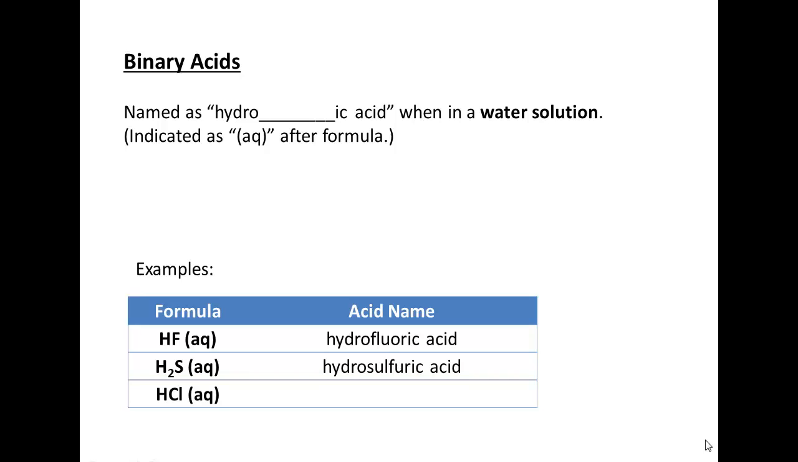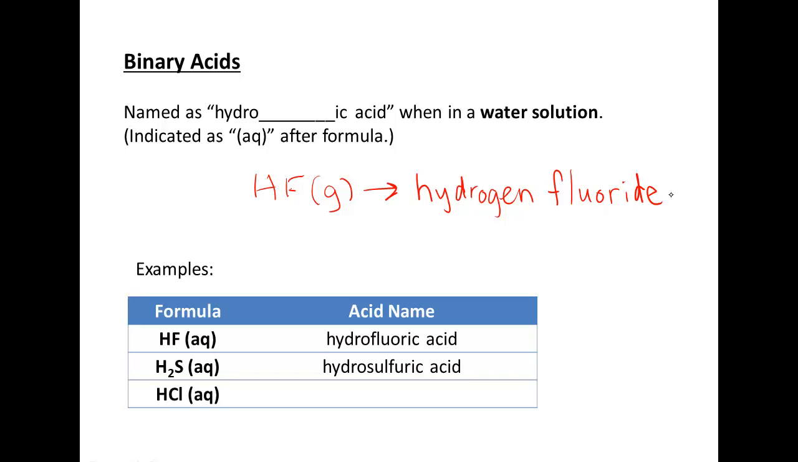a water solution. Now, if the same thing, HF, was written as a gas, then we would not name it as an acid because acids only exist in solution. Instead, we would name it according to the ionic naming, so it would be called hydrogen fluoride. So that's according to the ionic naming scheme.